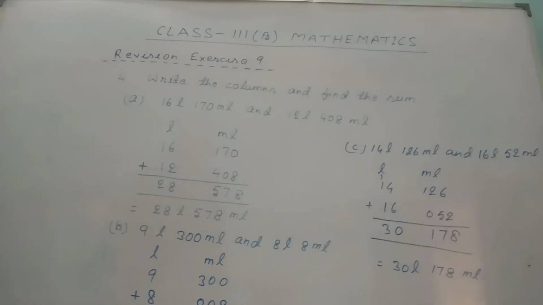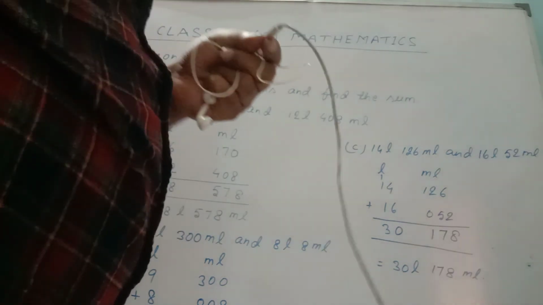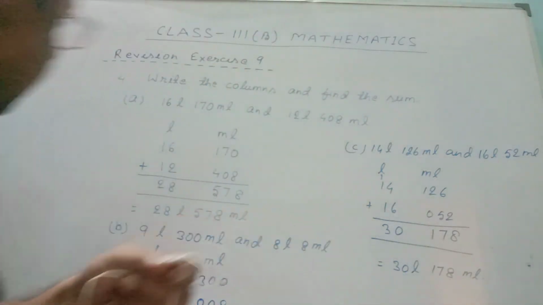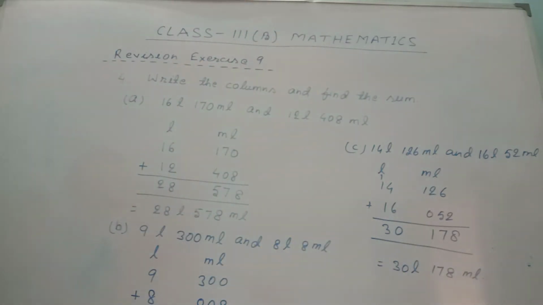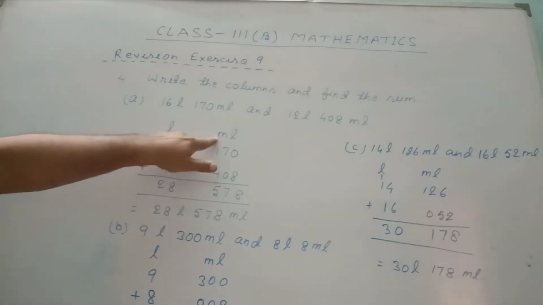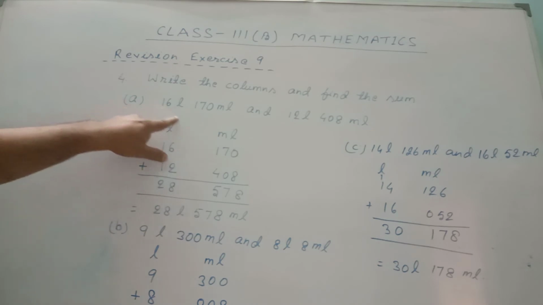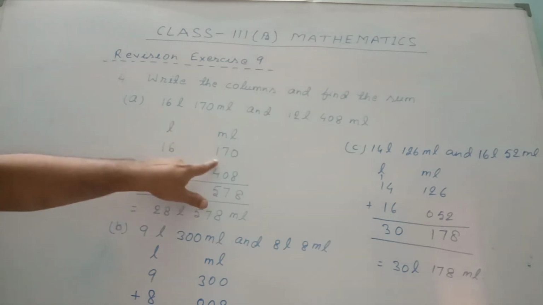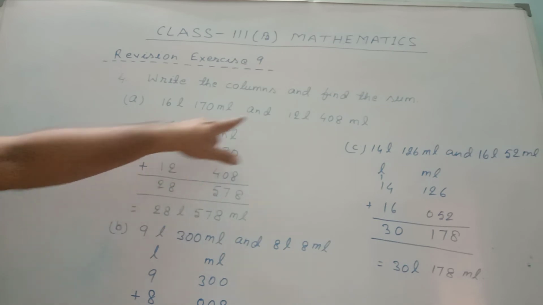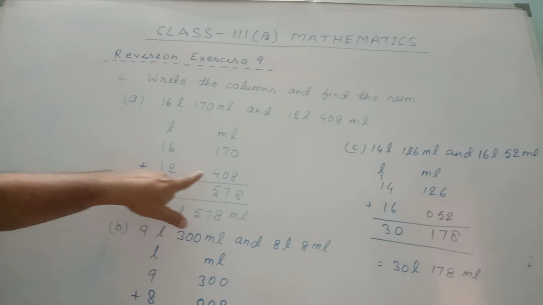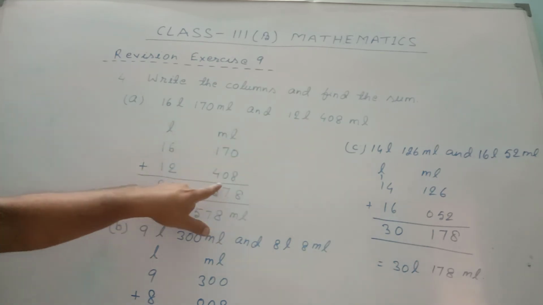Question number 4. Write the columns and find the sum. Question number 4a. 16 liter 170 milliliter and 12 liter 408 milliliter. I have made the column of liter and milliliter. In the column of liter, I wrote 16. In the column of milliliter, I wrote 170. Again, in the column of liter, I wrote 12. And in the column of milliliter, I wrote 408.